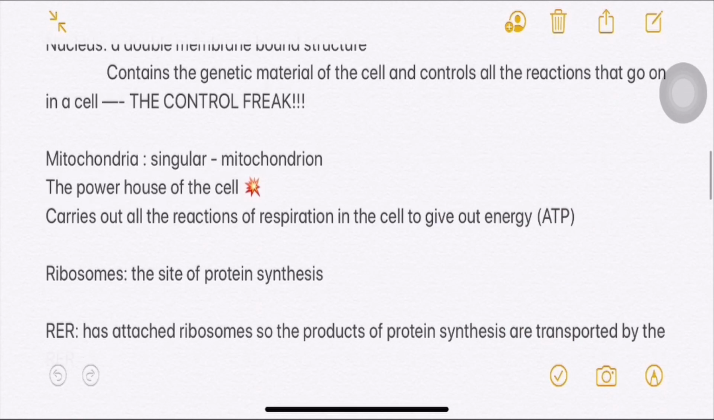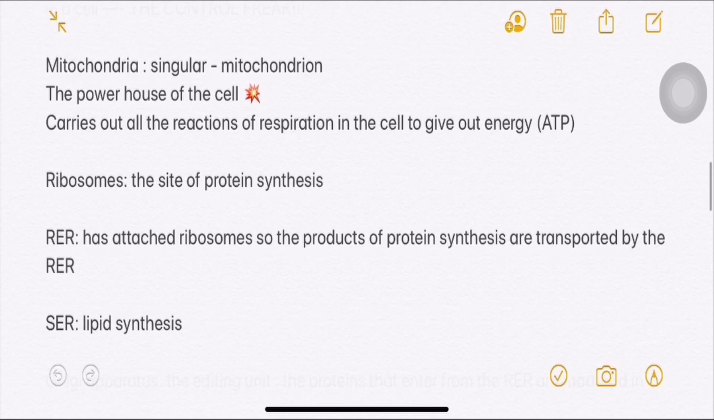The mitochondria, powerhouse of the cell, carries out all the reactions of respiration in the cell to give out energy. Ribosomes, the site of protein synthesis, and RER has attached ribosomes, as the ribosomes can be attached to the RER or they can be found freely inside the cell. The ones attached to the RER also carry out protein synthesis, and the products are transported and folded by the RER.